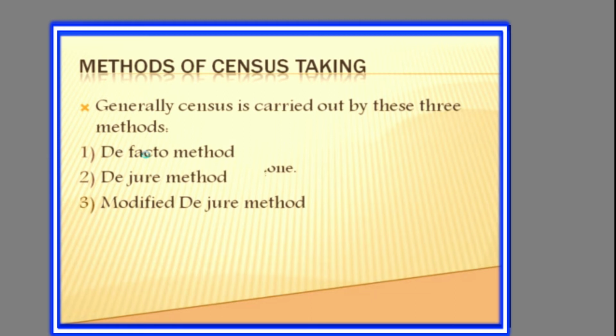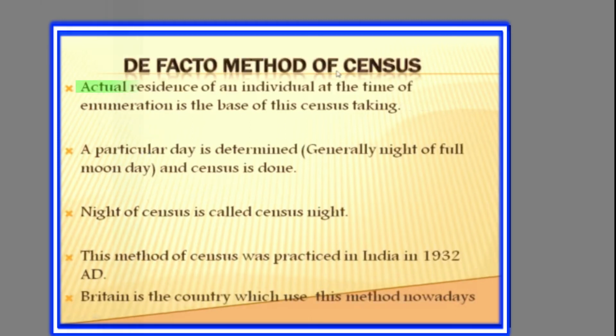Let's know more about the de facto method. The actual residence of an individual at the time of enumeration is the base of this census taking. It means if I am not in my permanent residence during the census taking, then I am included in the census of my temporary place. It's the base of this census taking.